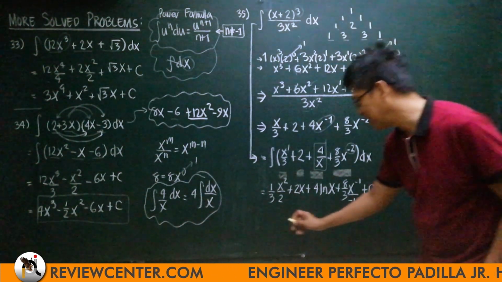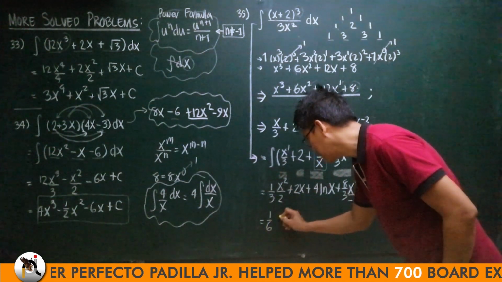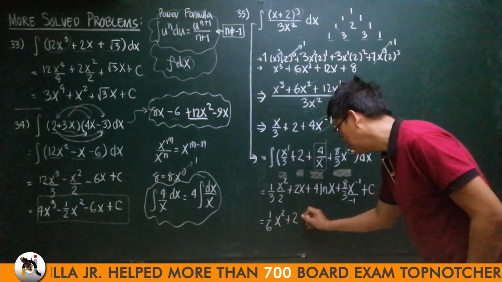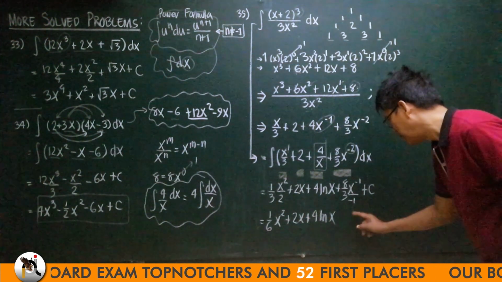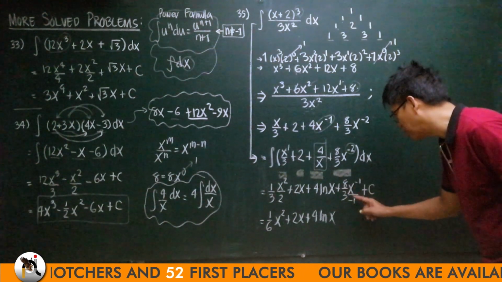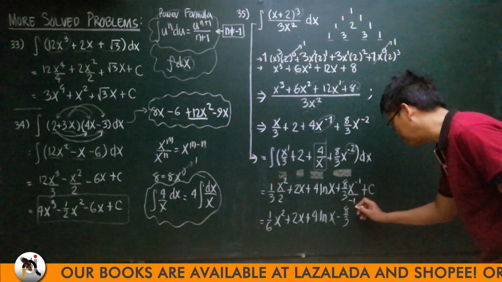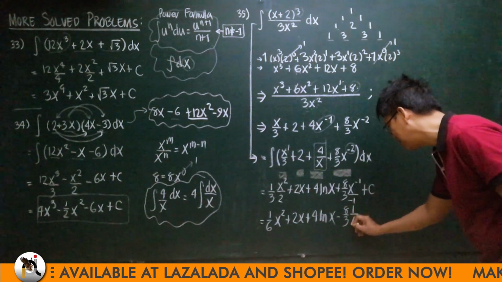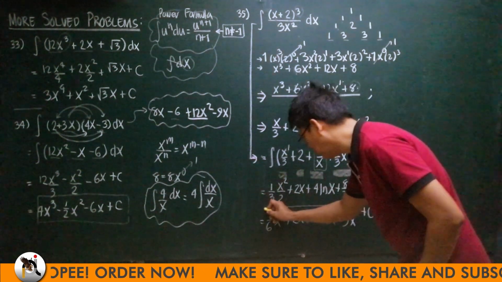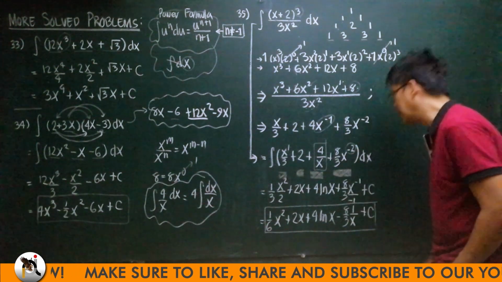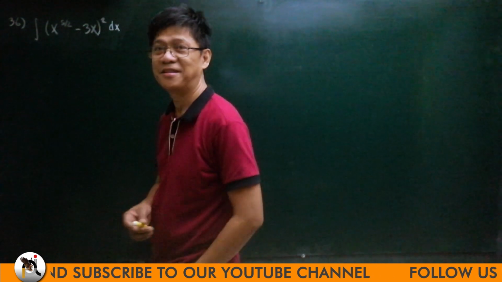So we simplify, this is 3 times 2, 6. So this is 1/6 x squared plus 2x plus 4 ln of x minus 1, 8/3 over minus 1 is minus 8/3. X to the minus 1 is also 1 over x plus c. So this is your integral for this one. You get it? What about this one?